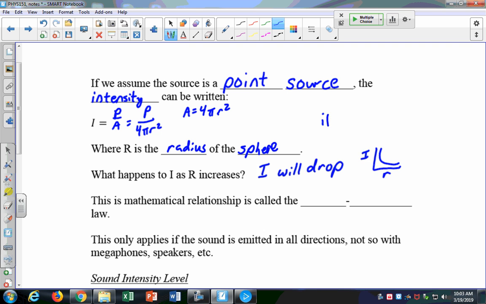If r triples, if r goes to, say, 3r, for example, then I will go to 1/9 the original intensity. Or if r quadruples, I will go to what? If you move 4 times as far away, what's going to happen to your intensity? 1/16. All right, 1 over 16. Or if I double r, I have a quarter of the original intensity. And we've seen this mathematical relationship. It's called the inverse square law.